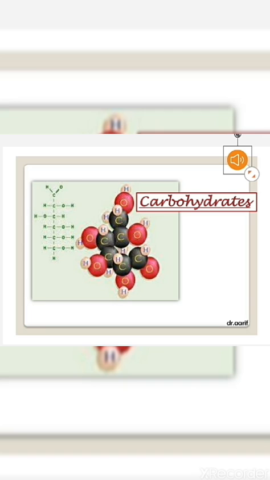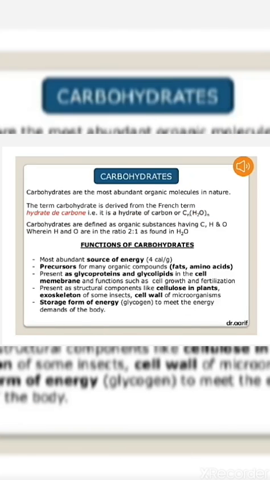Carbohydrates, the important biomolecules, are energy supplements, and even storage in our body also. We'll see the details of these carbohydrates, which are one of the important biomolecules. Carbohydrates are mainly known as hydrates of carbon.